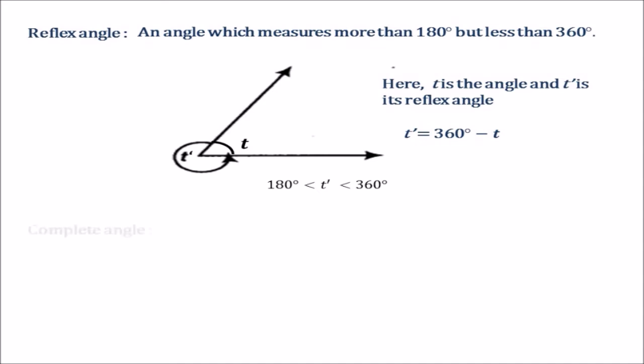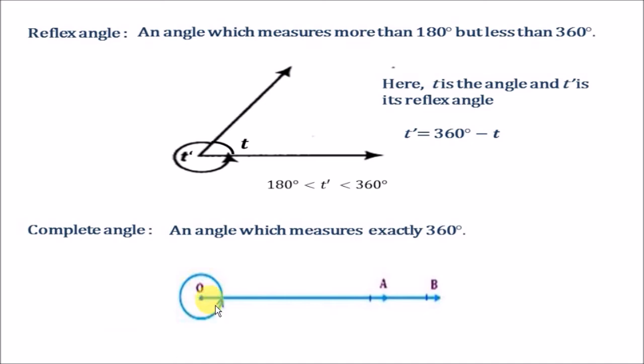Now finally, complete angle: an angle which measures exactly 360 degree, one complete rotation, starting from the same point, rotating and going back to the same point. It represents a complete angle and its magnitude will be 360 degree.